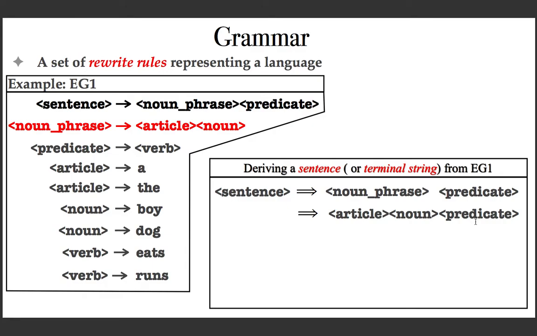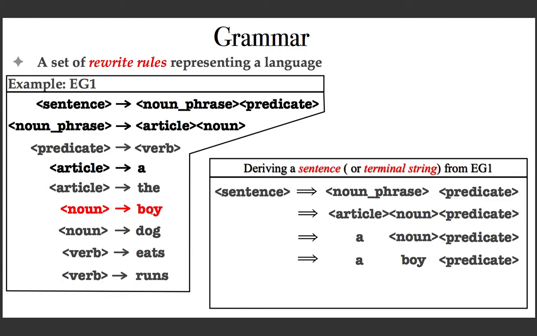Now apply a rule for article, and this is the rule applied. An article is replaced with A. Now apply a rule for noun. This is the rule applied, so noun is replaced with boy. Now apply the rule for predicate. A single rule is available, so predicate is replaced with verb. Now apply a rule for verb. I applied this rule and now I derived a string of terminals, which is known as a sentence.